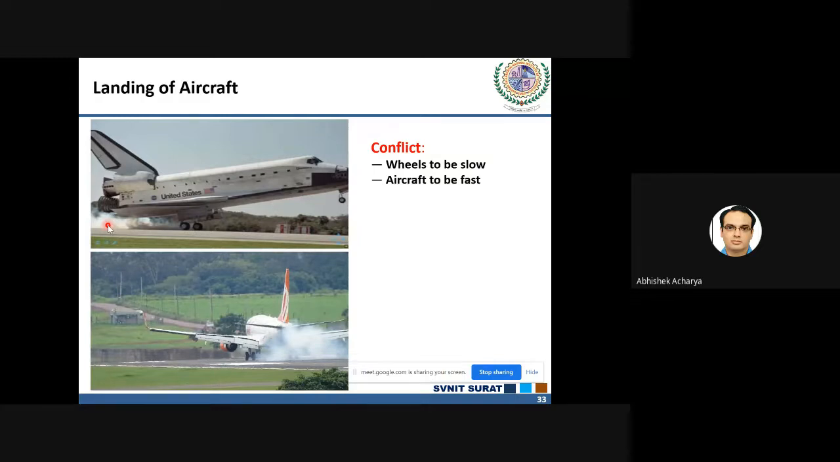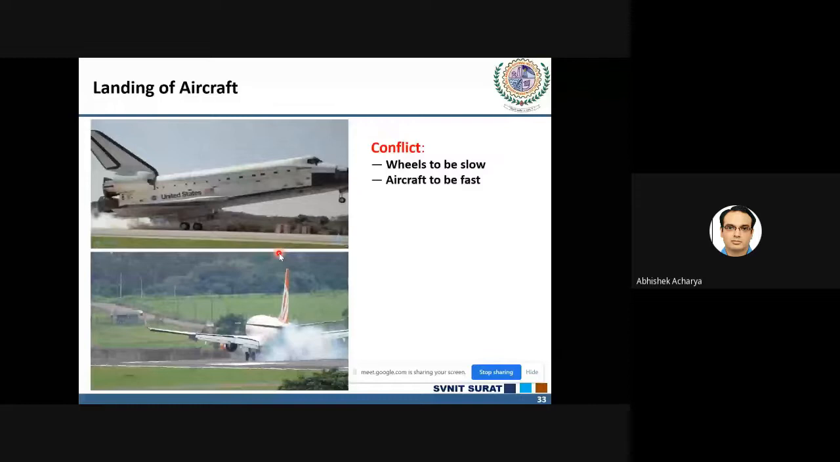Okay, so why is it there? Because it is landing at very high speed. But at the same time, what happens? There is a problem of tire wear. You all are aware of this problem, that in most aircraft they have to very frequently replace those tires. And that is a big problem in the industry.